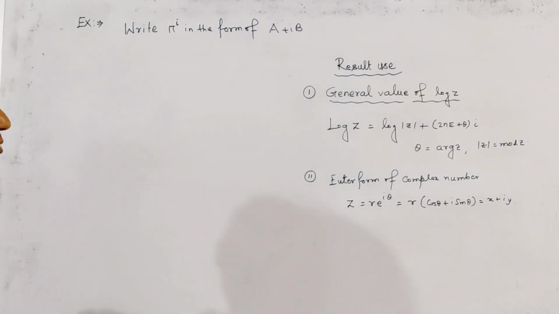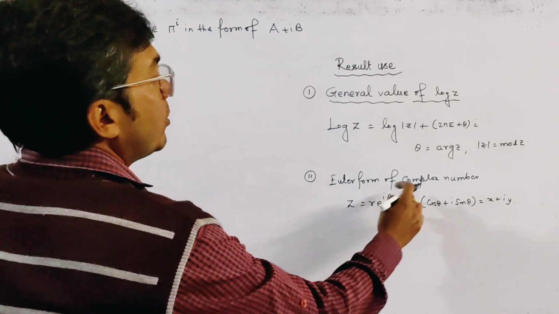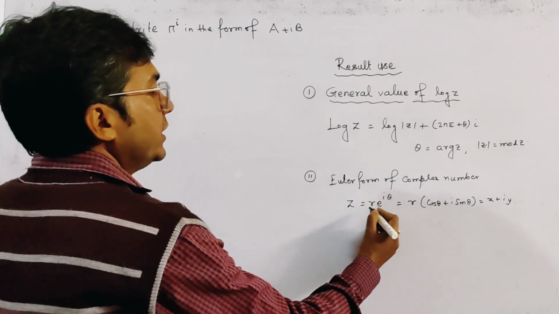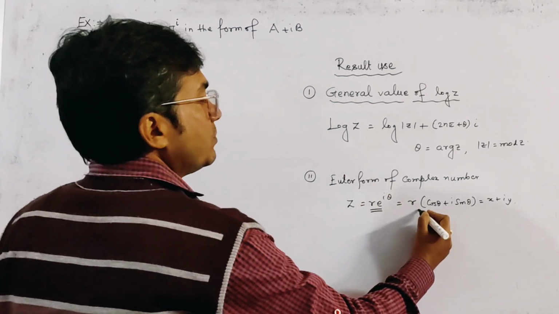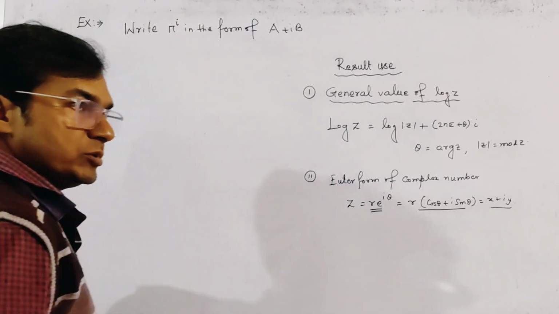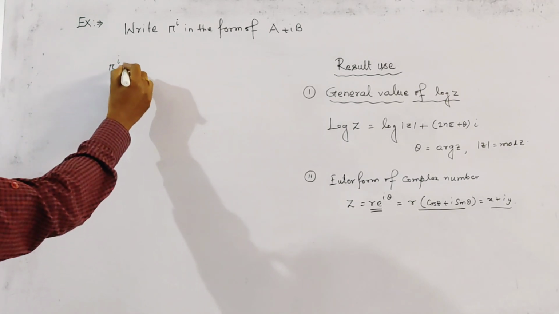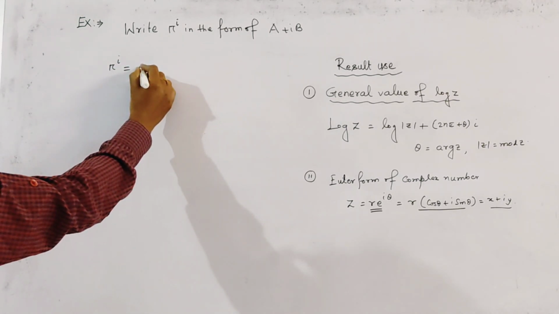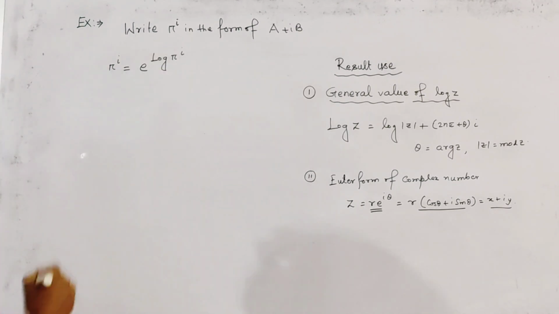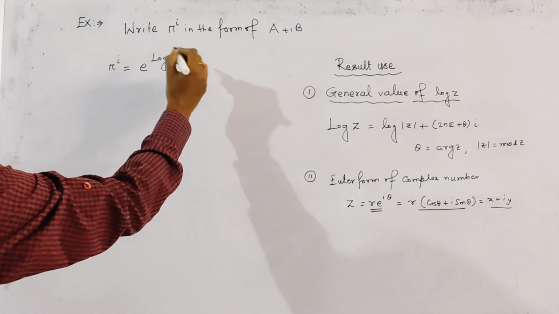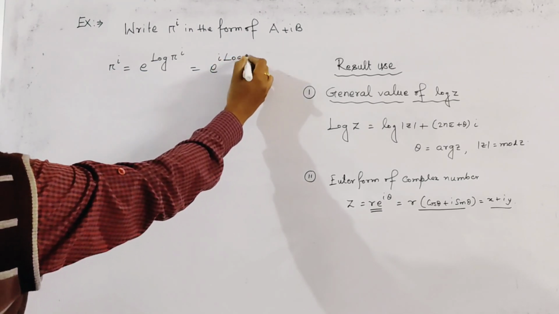And the second result is the Euler form of a complex number, which is given by z equal to r times e to the power i theta. This is the polar form, and this is the Cartesian form. Now we write pi to the power i. This can be written as e to the power log of pi to the power i, and by the property of log we write it as e to the power i times capital Log of pi.